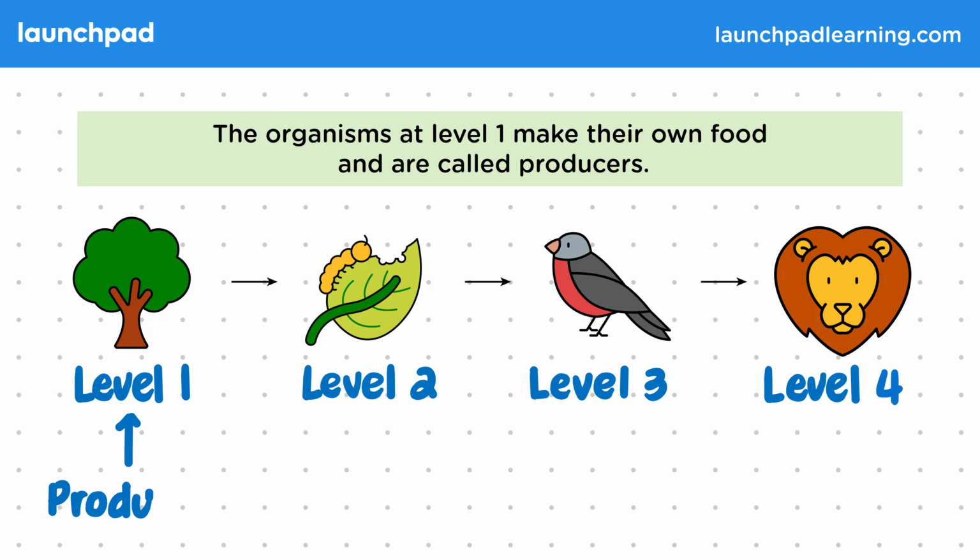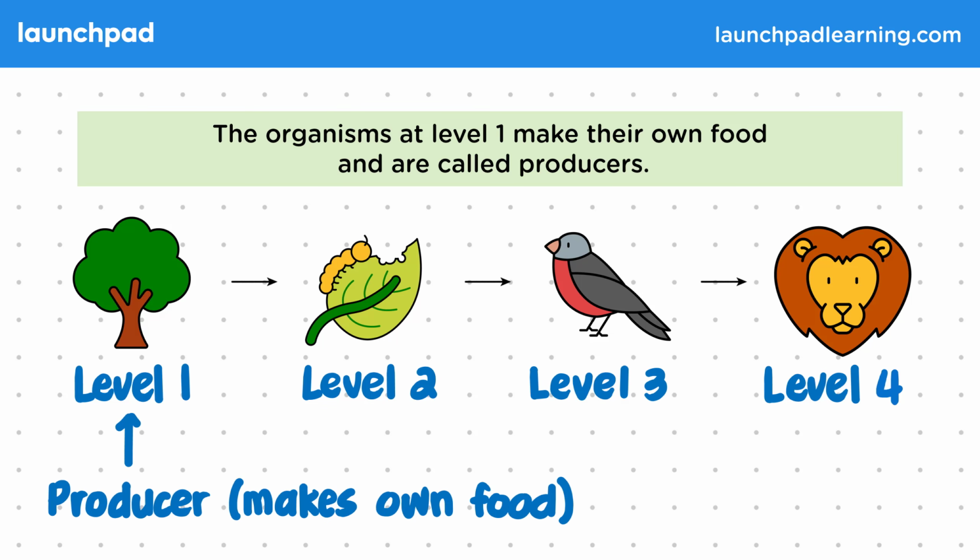The organisms at level 1 make their own food and are called producers. Producers include plants or algae. For the exam, it's important that you know the definition of a producer. So that's level 1. What about level 2?